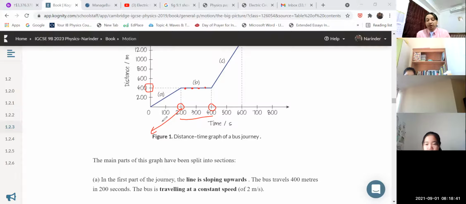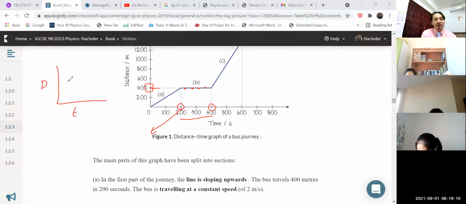Whatever object was moving initially from 0 to 200 seconds, now for the next 200 seconds, because the distance is the same, children, I told you, distance is not changing, position is not changing. If position is not changing, it means that the object is not moving, the object is stationary. So whenever you find in a distance time graph a horizontal flat line like this, it shows that the object is stationary. Now suppose, children, in exams, what kind of question does the examiner ask?